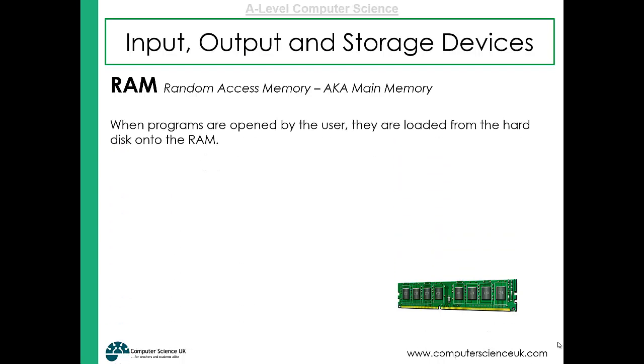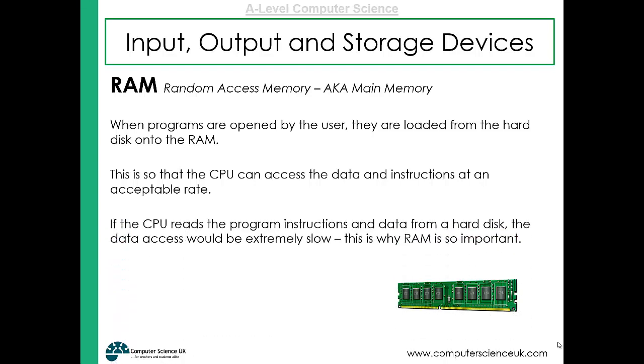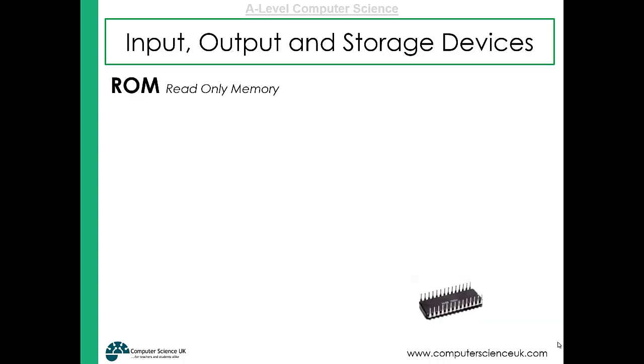So when programs are opened by the user, they're loaded from the hard drive to the RAM. This is so the CPU can access the data and instructions at an acceptable rate, because the hard drive is very slow at delivering data. If the CPU read the program instructions and data from a hard disk, the data access would be extremely slow. The CPU wouldn't be able to work that fast, and that's why RAM is so important. It's much quicker at delivering data to the CPU.